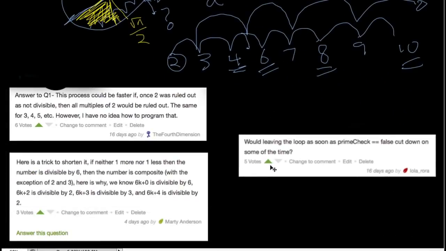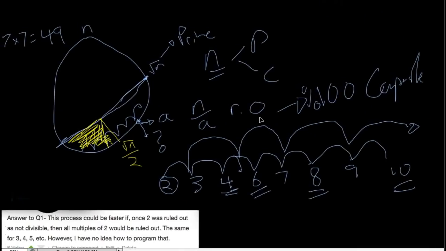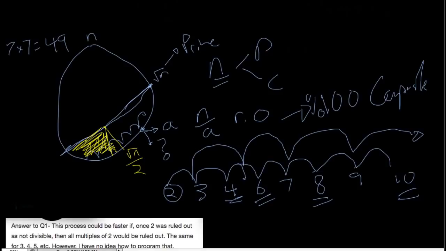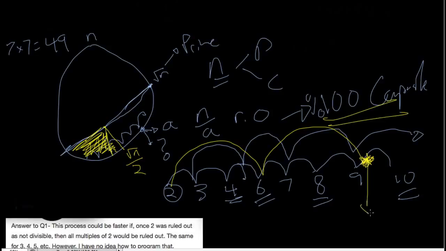Lola said, wouldn't leaving the loop as soon as we find prime check equals false cut down on some of the time? And yes, that's totally correct, and it's something we want to do. As soon as we are searching along using some step defined by whatever pattern we're using, we find a composite witness. That means it passes our test and we say 100% composite. We should halt early. We stop and say, we're done.